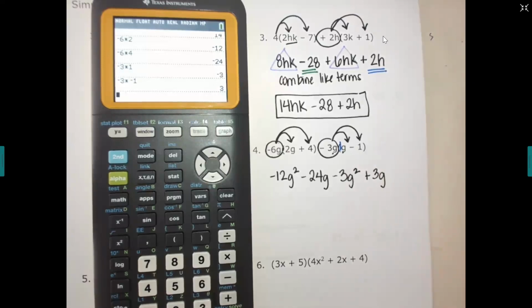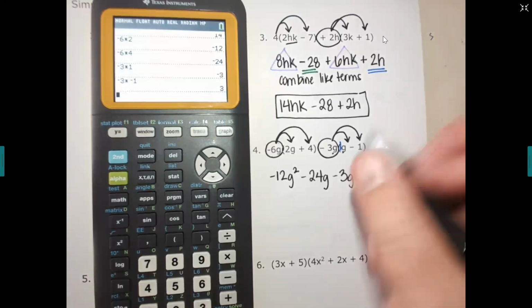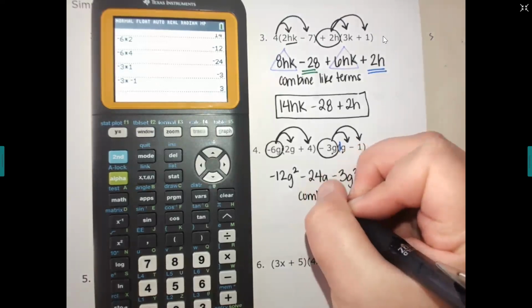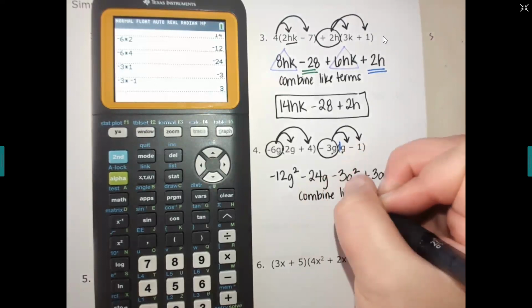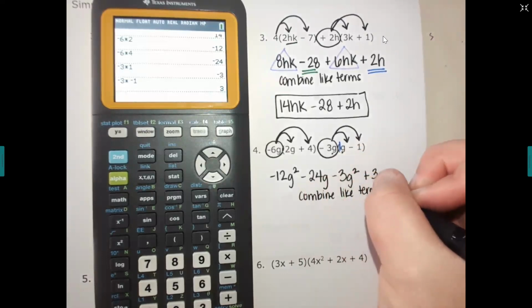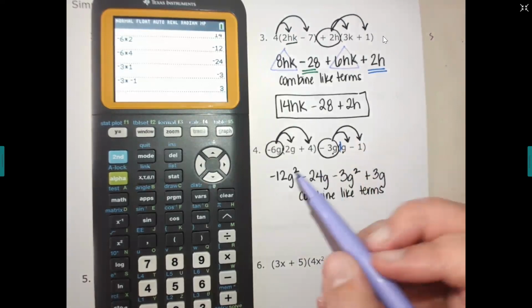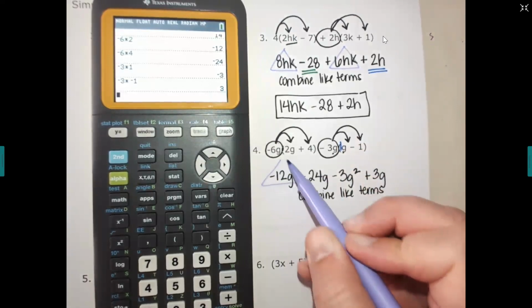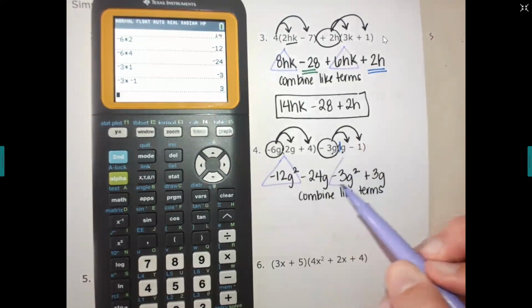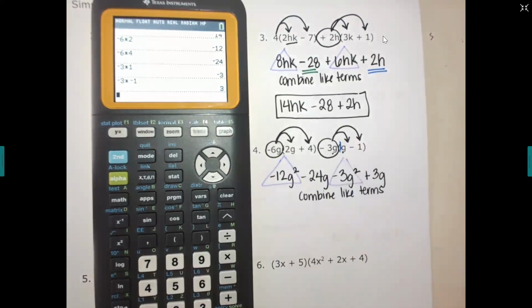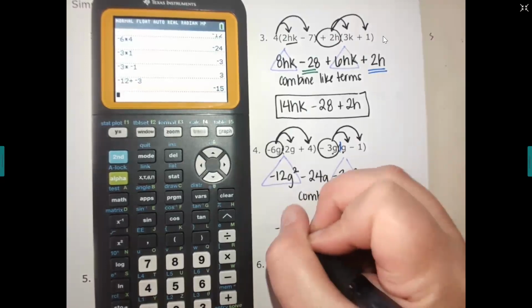So in the first step, you're multiplying. Now we're going to combine like terms. And remember that like terms are going to be the parts that have the exact same letter. So for example, I have a negative 12g squared and a negative 3g squared. So in the calculator, remember, combine like terms, you're adding. So I would do negative 12 plus negative 3. That gives me negative 15g squared.